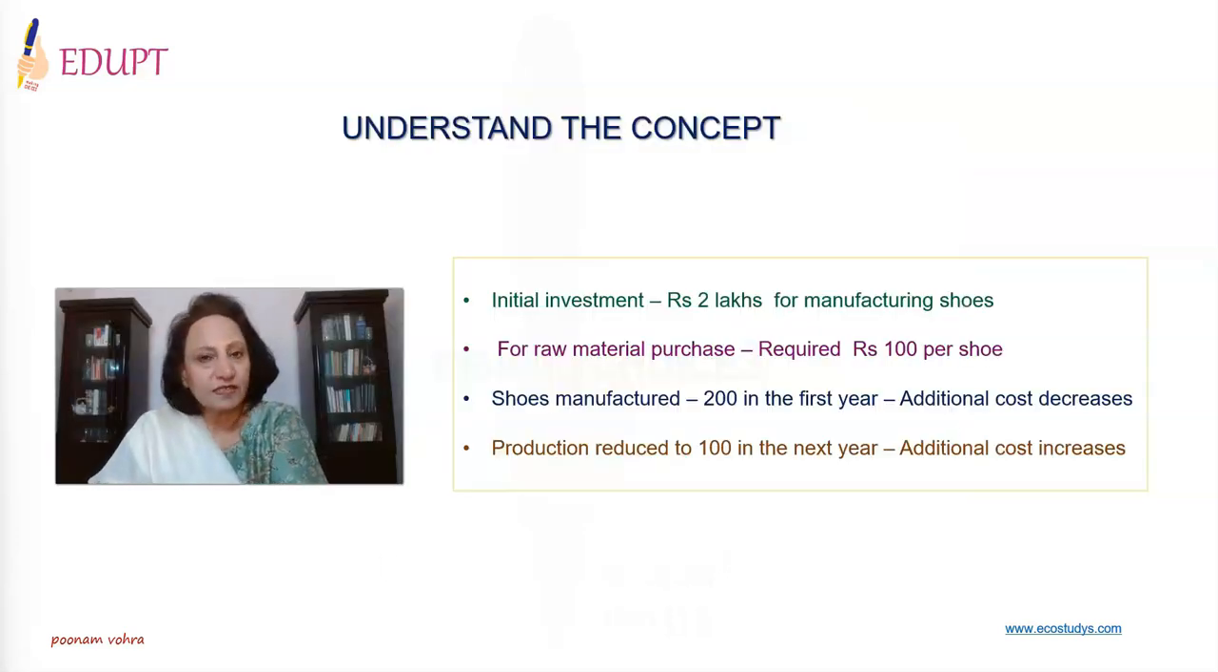Now let's think of this example. Suppose there is a firm which manufactures shoes and it requires rupees 100 worth of leather, glue, thread and other materials to create one shoe. The producer requires a production unit also and has to make a one-time investment of say 2 lakhs. By making such investment, the firm can produce 100 shoes. So one can find the cost of each shoe.